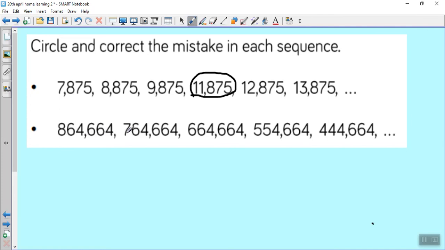Try and say it in a bit of a rhythmic way. I've got 864, 764, 664, I should have 564 and then 464. So both of them are wrong.